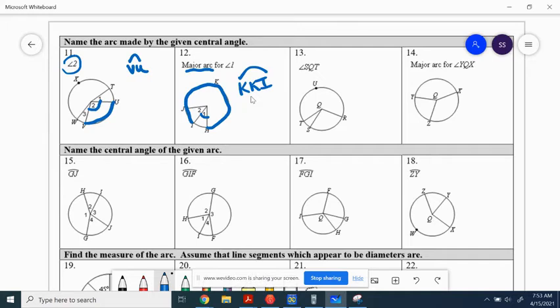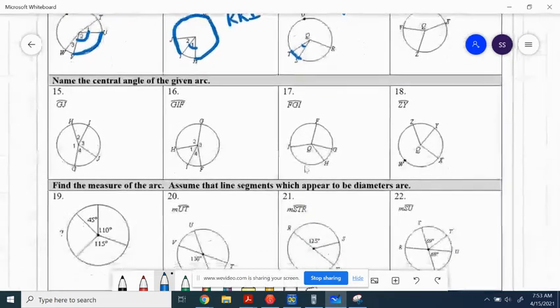13, angle SQT. SQT would be this little one right here. And so we're looking for the arc. That would be arc TS. All right. You guys can do 14.